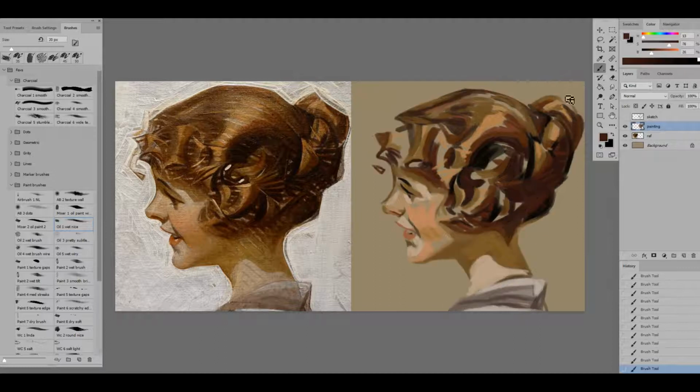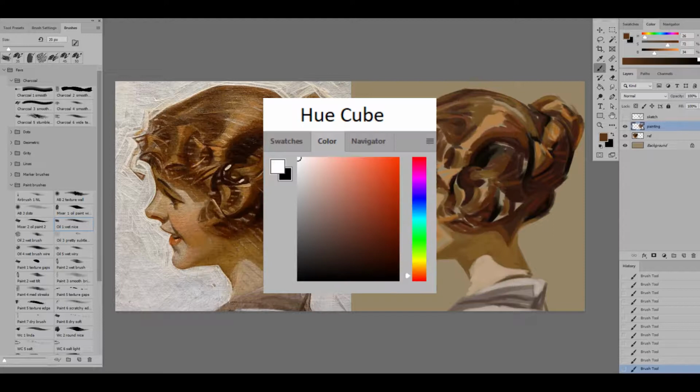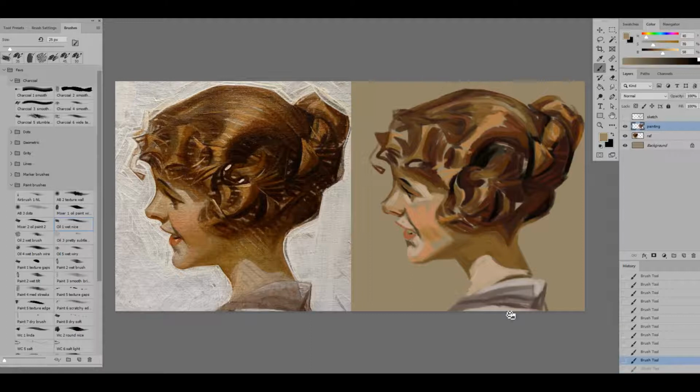But anyway, something I've realized in Photoshop recently is that I like using the hue, saturation, brightness slider, or HSB slider, more than working with the hue cube. If you're newer to Photoshop, I definitely recommend trying out the HSB slider instead of the hue cube because it's easier to pick what colors you want when you're just sliding the hue, saturation, and brightness rather than seeing the whole hue cube and being overwhelmed by all the colors you can pick from. I don't know, it's not a big deal, but I feel like it helps limit things for me.